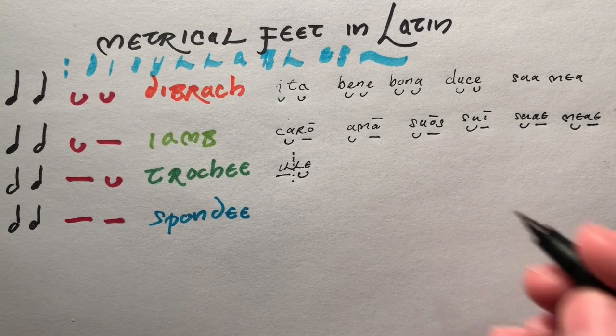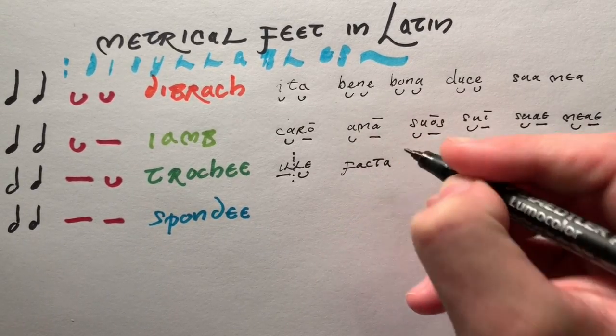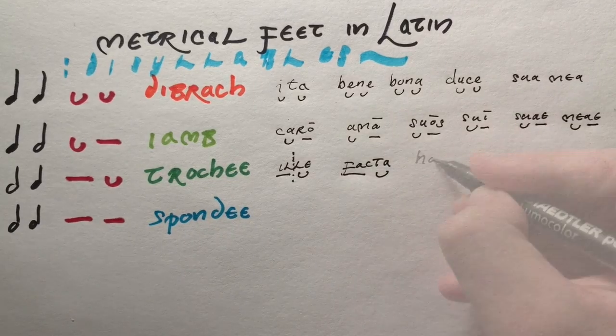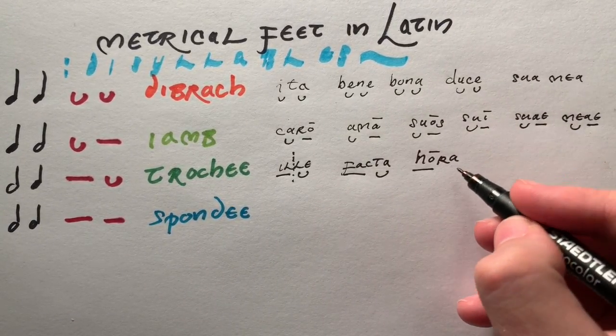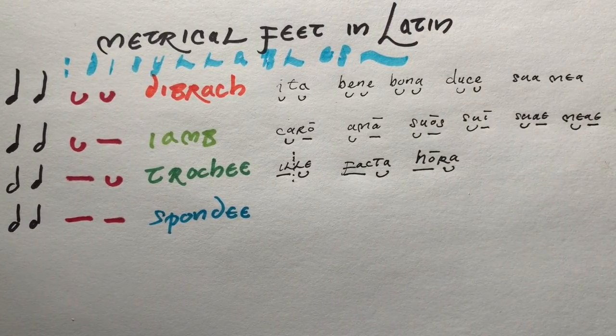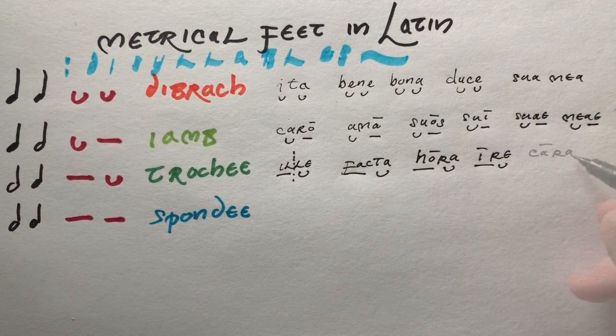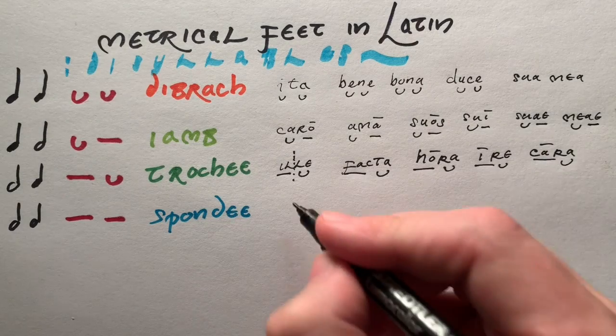What are some others? Facta, facts, deeds. Hora. Long vowel in the syllable makes it a long syllable. And a short one. Hora, ire, to go. Cara, dear one. And then spondees are disyllables that have two long syllables.